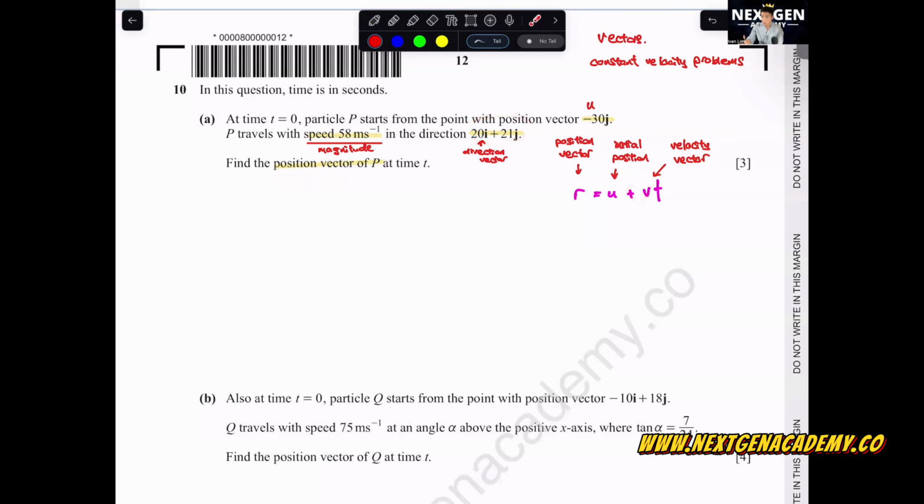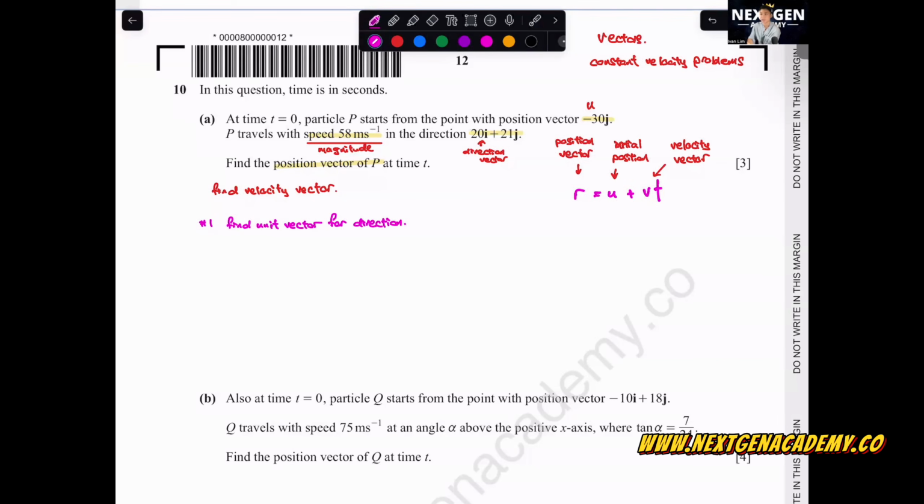Okay, what do we need to find first? The starting point for this question is you need to find the velocity vector first. How do we find the velocity vector? They will give us a direction vector. So I want you all to find the unit vector for the direction vector first. For the first step here, find the unit vector for the direction.